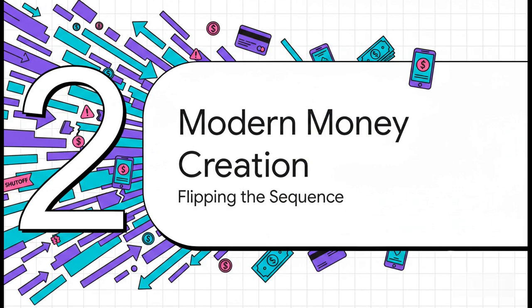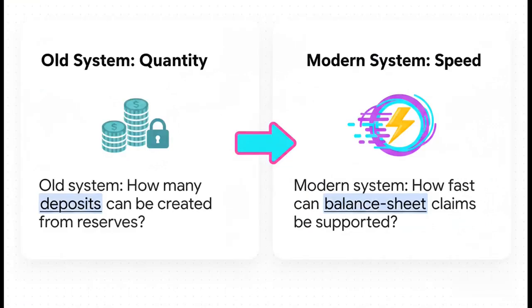Which brings us to part 2, how banks actually create money. So if required reserves aren't the limiting factor anymore, how does bank money actually enter the economy? Listen, we have to completely shift our mindset here. The old system asked a quantity question, right? Like, how many deposits can be multiplied from a set amount of reserves? But the modern system asks a speed question. How fast can balance sheet claims be supported? We are multiplying credit decisions into balance sheet claims at digital speed.